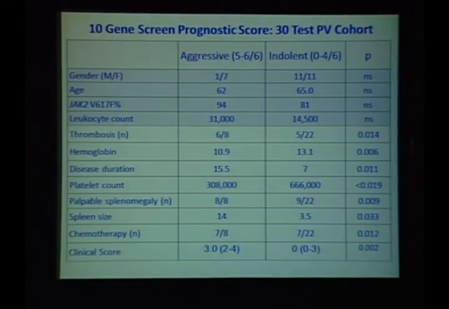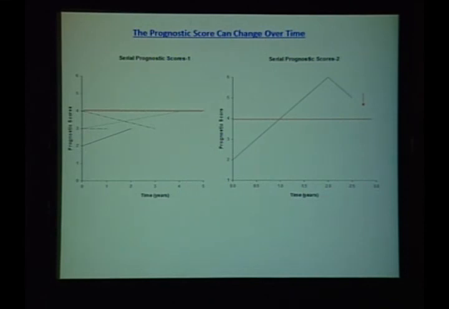And then this is the same cohort. And if you look again, gender, age, leukocytes, JAK2 V617F burden, don't matter. Thrombosis, anemia, disease duration. Now, this time platelet count came out in favor of the aggressives. Palpable splenomegaly, spleen size, chemotherapy, clinical score. We got the same thing that we got when we did the 102 gene screen. So now we think we have an assay that can tell us who has aggressive disease and needs therapy and who just has indolent disease and should stay away from chemotherapy at all costs.